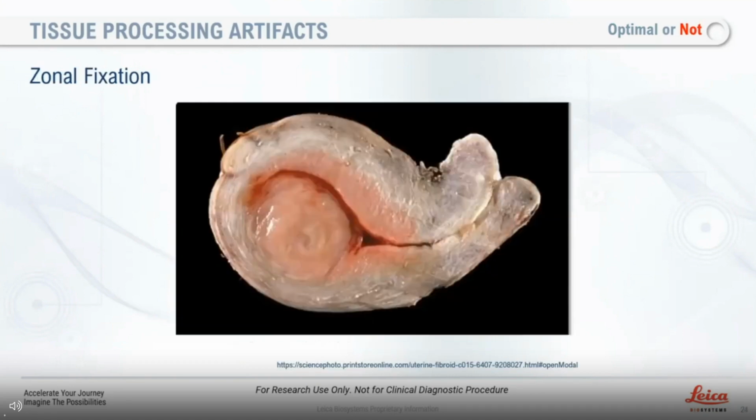Let's talk about zonal fixation. You may have the right ratio of formalin to the specimen, but if you have hollow organs or large tissue resections, you want to make sure that the hollow organ is open and that a large specimen is prepped so that the fixation can occur throughout the specimen.